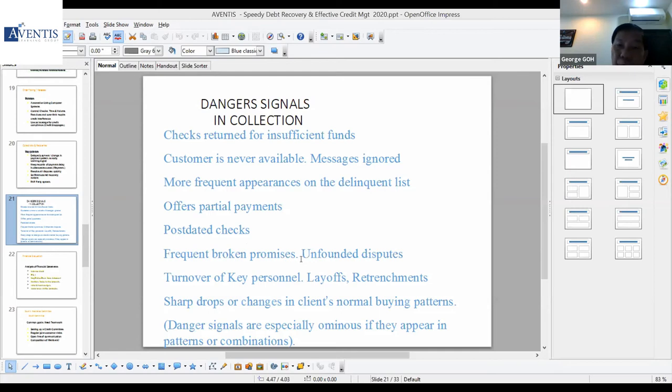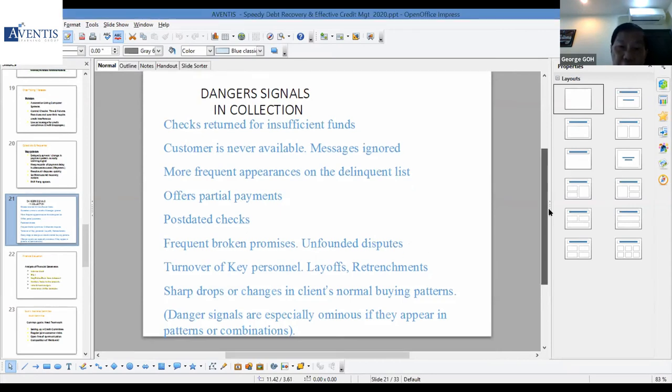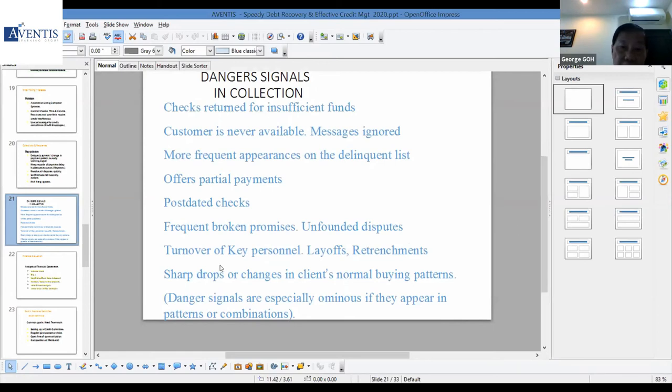Then frequent broken promises. They promise you payment at the end of the month, but the month hasn't come and you don't get your money. Some are worse, they find a dispute with you, an unfounded dispute. That means not a genuine dispute, but one made in order to delay payment, which is no good. Then key people quit. Who are the key people in a company? Usually it's the heads of department.